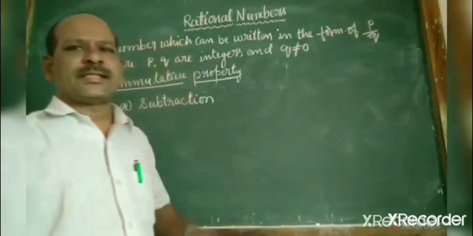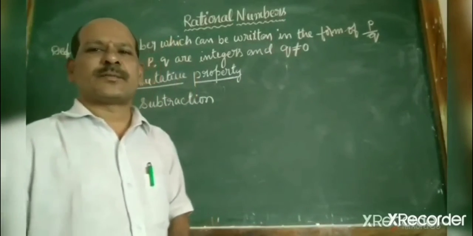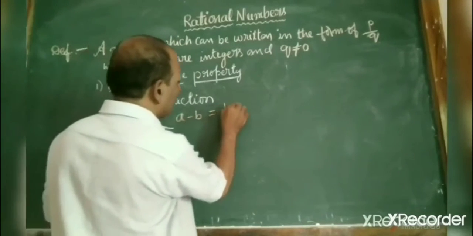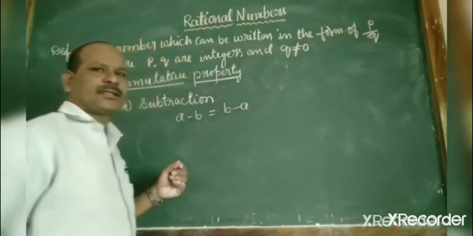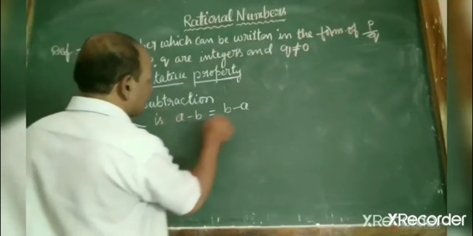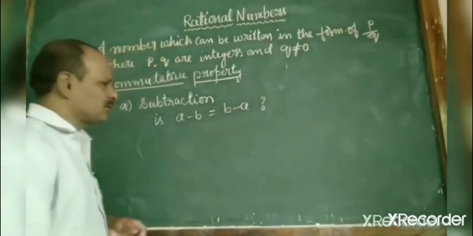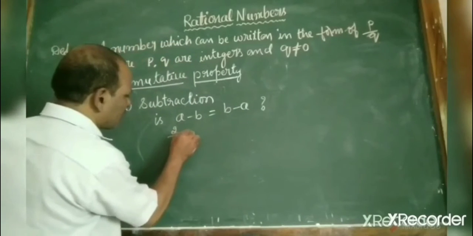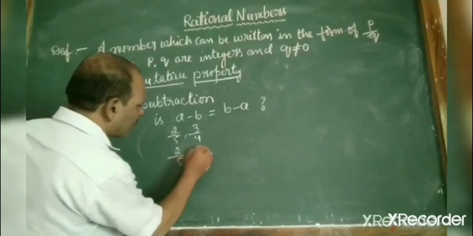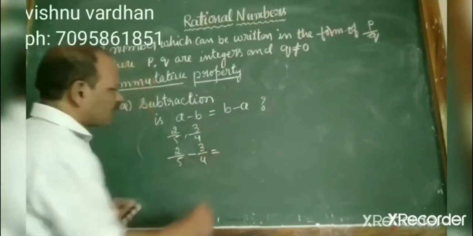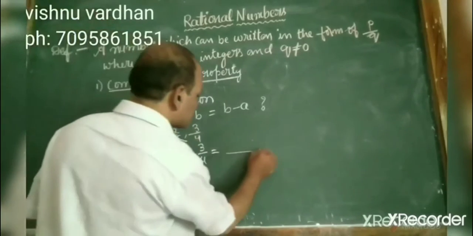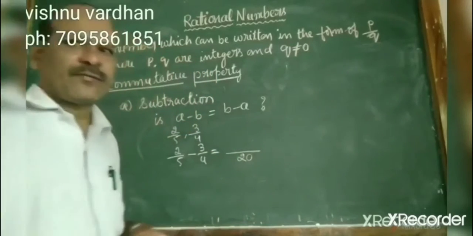Now let us see whether the rational numbers are commutative under subtraction. If A minus B is equal to B minus A, then we can say that rational numbers are commutative under subtraction. Let us see whether A minus B is equal to B minus A or not. So I am taking two rational numbers, 2 by 5 and 3 by 4. First I am doing subtraction: 2 by 5 minus 3 by 4. LCM of 5 and 4 is 20.